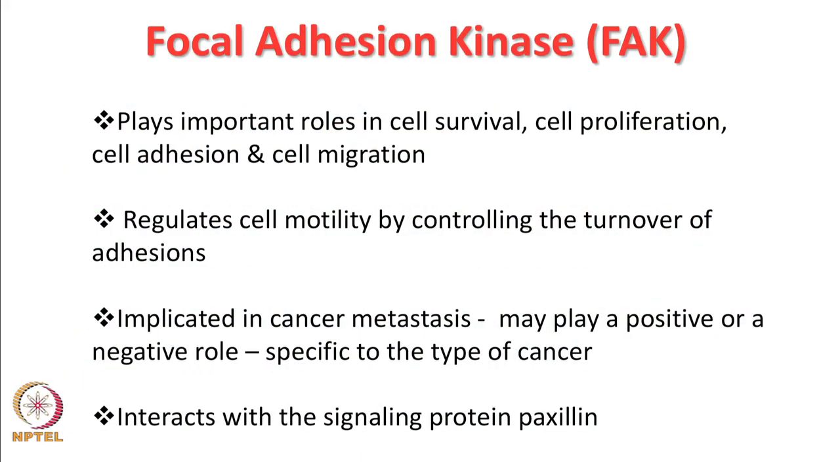What you see here, this molecule called FAK, is nothing but focal adhesion kinase. Again, it has important roles in cell survival, proliferation, adhesion and migration, and what focal adhesion kinase has been shown to do is regulate cell movement by controlling the turnover of focal adhesions. That is, once adhesions are formed, if they do not break, then the cell cannot propel itself forward. So you have to have breakage of adhesions, and that is mediated by focal adhesion kinase. In other words, if you knock down the level of focal adhesion kinase in a cell, then the cell will be less motile, even though it has all the other machinery in place.